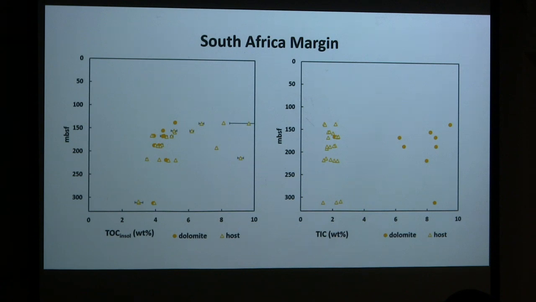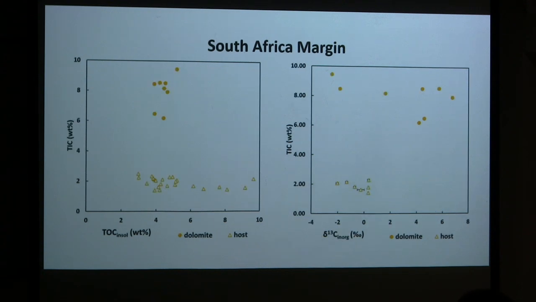Comparing inorganic carbon to depth, there's no clear trend for neither dolomites nor for the host samples. Comparing inorganic carbon to organic carbon, there's no clear trends for neither dolomites nor for the host samples. Comparing the inorganic carbon isotopic data to inorganic carbon, no clear trend for dolomites nor for host samples.